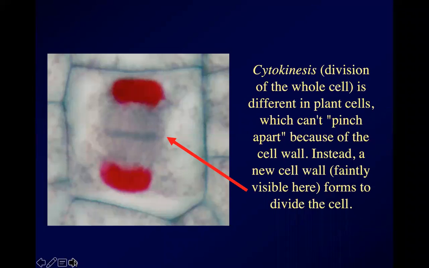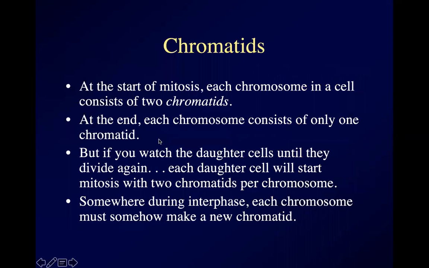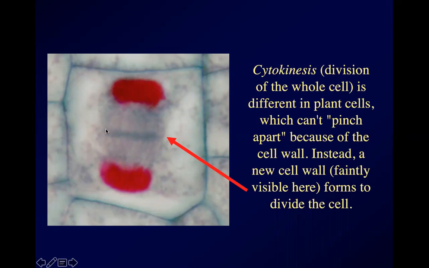across the cell. So this is a plant cell in telophase. You can see the two new nuclei are starting to form, these lumps of red. And then right across the middle, you can see that little shadowy line. That is the new cell wall that's getting built. And eventually it will partition this plant cell into two new cells.